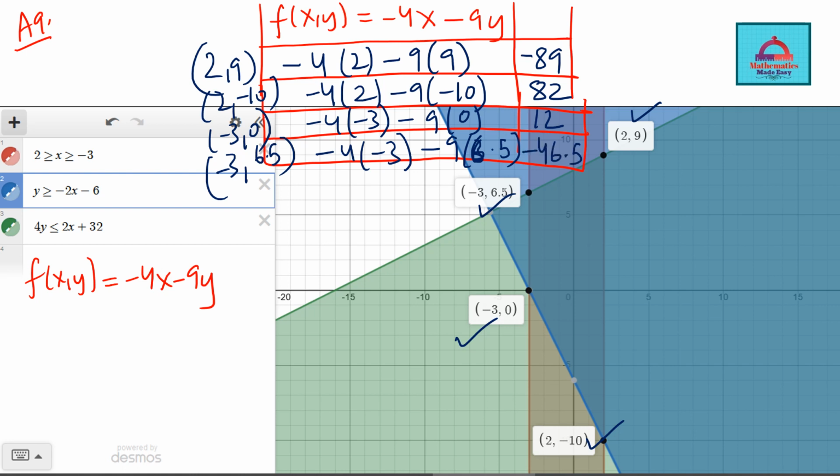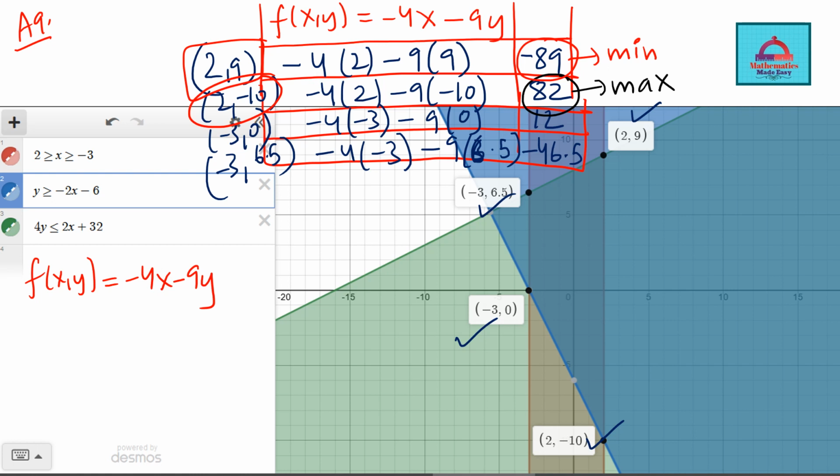Now we need to choose the maximum and the minimum values. So the maximum value of the given function for this feasible region, as you can all see very clearly, is 82. So this is the maximum value, and it occurs at the point x equal to 2, y equal to minus 10. And the minimum value here is definitely going to be minus 89, and this is at the point x equal to 2, y equal to 9.